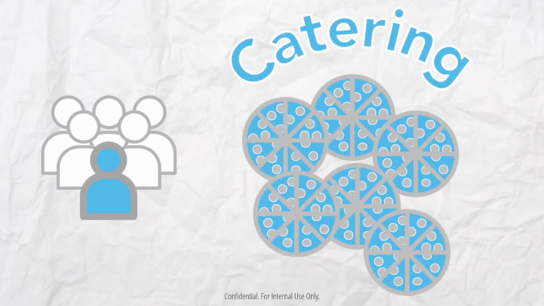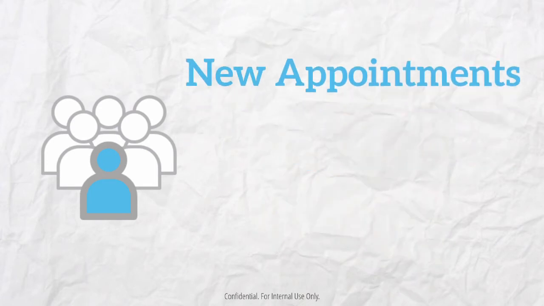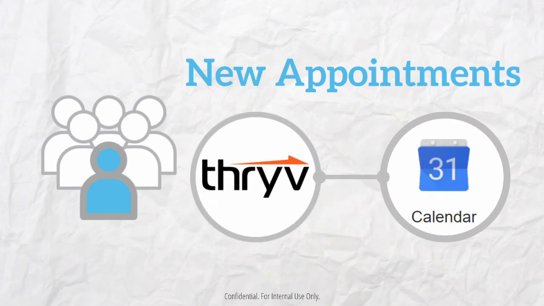So my friend's pizza restaurant also takes catering orders. And let's say she wanted to automatically send the appointments for catering orders that she schedules in Thryv to her Google Calendar. That way she can A, make sure her people know when those big orders are scheduled, and B, make sure she has enough people working to cover those big catering orders. Let's take a look at how to set up a Thryv Integrations app to automatically send those catering appointments from Thryv to Google Calendar.